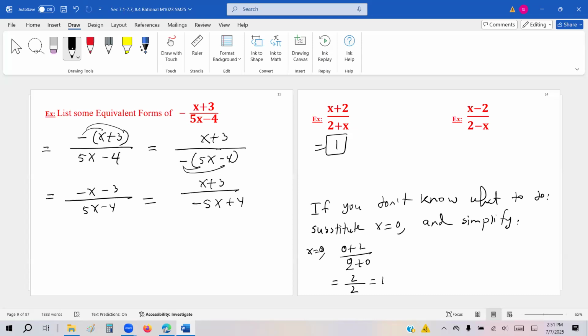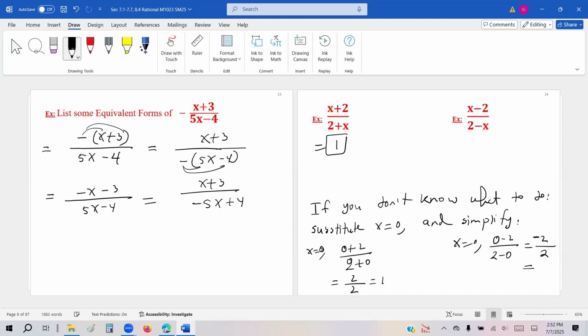And the next one, let's say you forgot what I taught you before, that you have x minus 2 over 2 minus x. You have no idea what the answer is, 1 or negative 1 or what. No problem. Do the same thing. Let's say x is 0. So you have 0 minus 2 over 2 minus 0. This is 0 minus 2, negative 2. What is 2 minus 0? Positive 2.